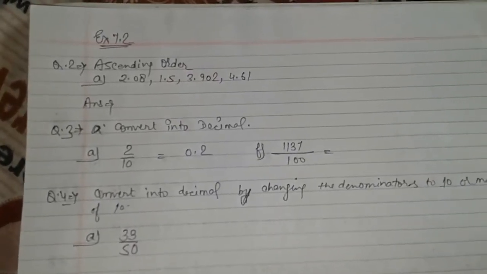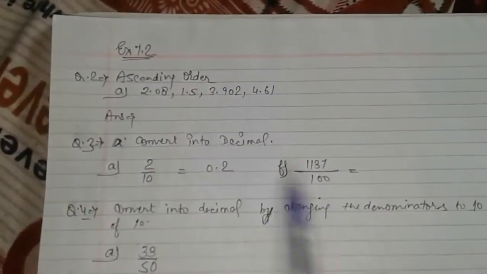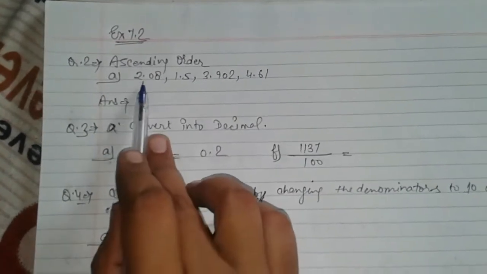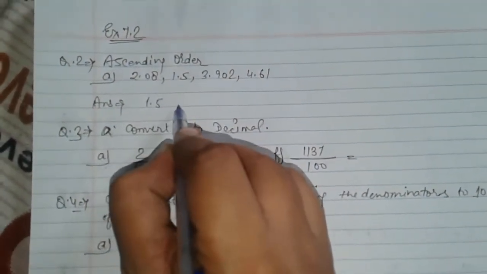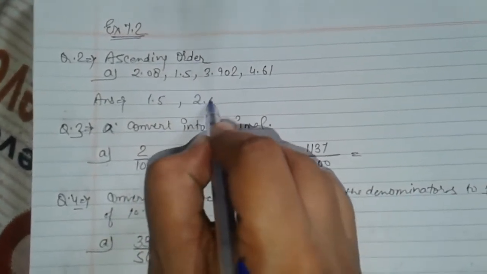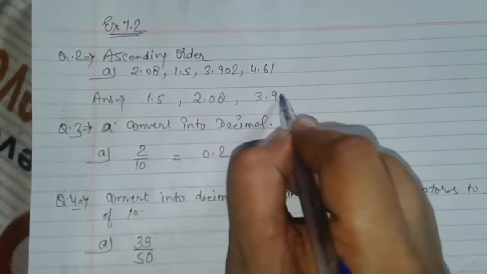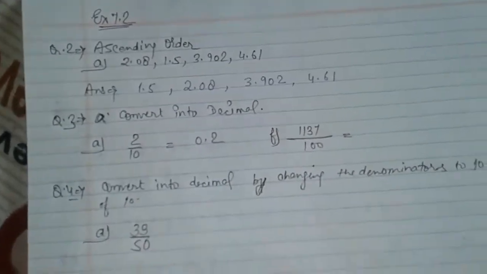Okay, now exercise 7.2, question 2, ascending order. We have 4 numbers and we are to write them in ascending order. So smallest 1.5, 2.08, 3.902, 4.61.